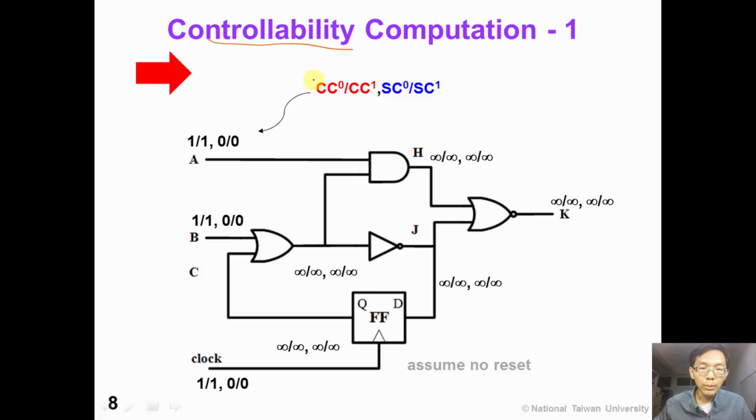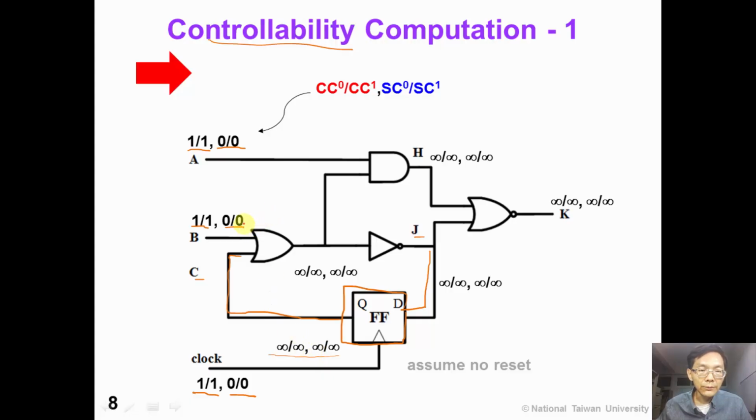Please see this example circuit. This is actually our old friend, but now we add one flip-flop into this circuit. The input of the flip-flop is J, and the output of this flip-flop is connected to C. Initially, we assign CC values to 1 and SC value to 0 to both primary inputs A and B, and also the clock. The other initial values are infinity.